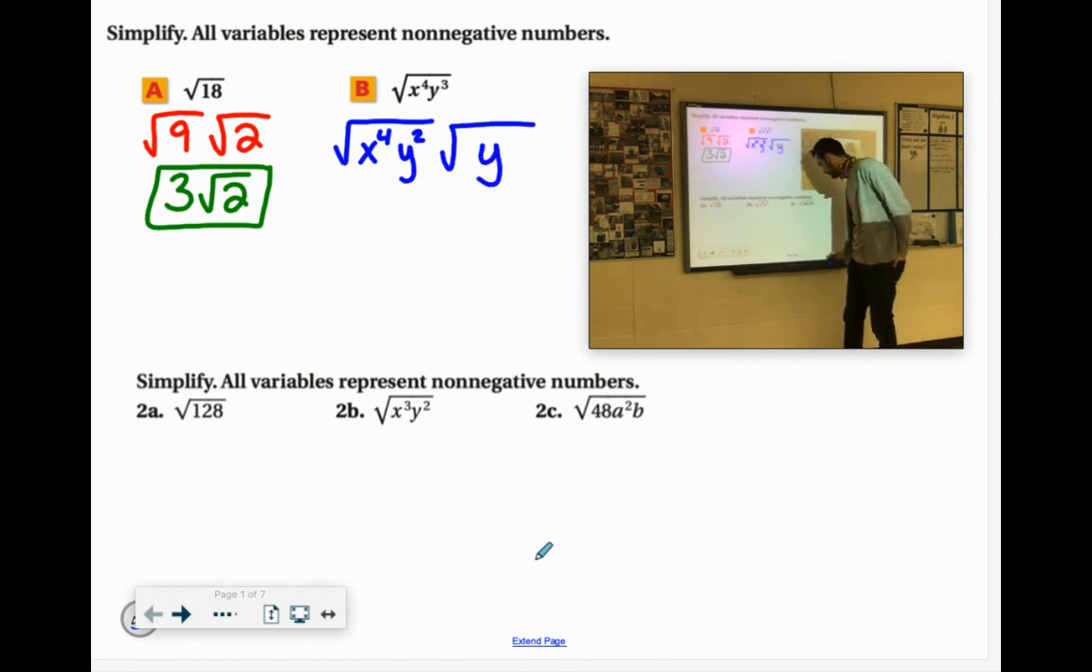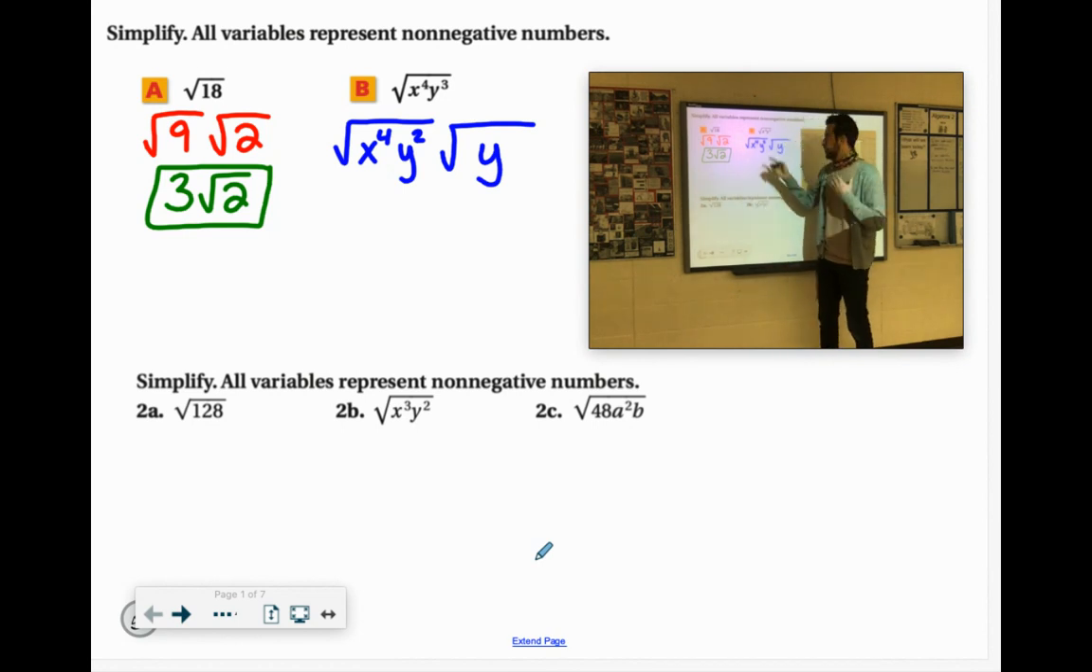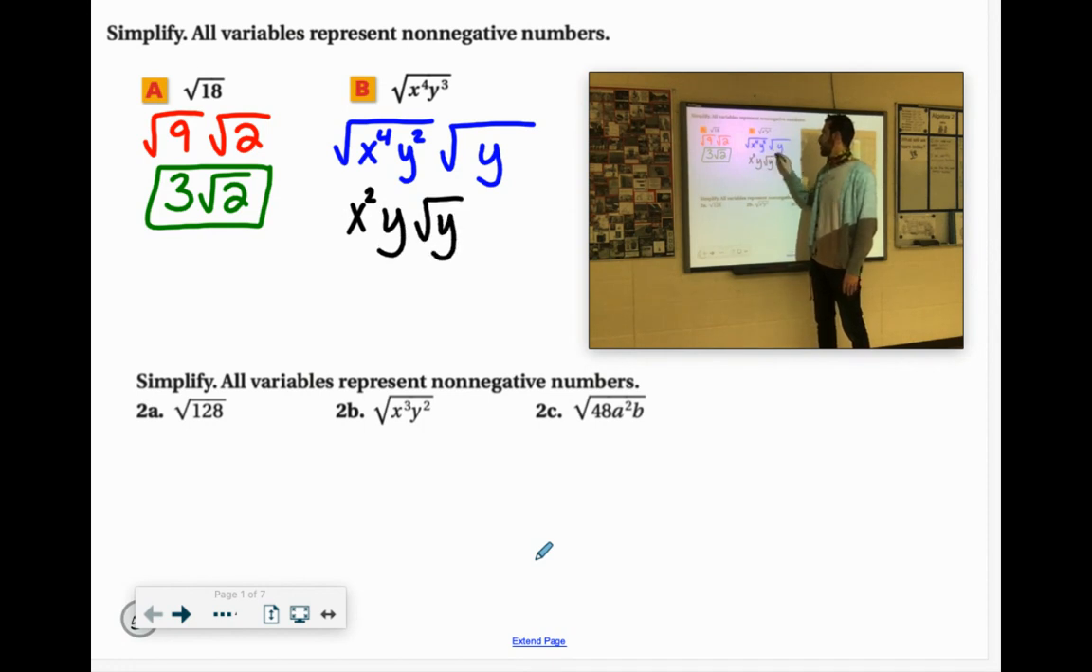Right back there. Now when you take the square root, you're seeing what times itself 2 times would give you that. So you just divide the exponent by 2. So 4 divided by 2 would be 2. So it would be x squared, right? X squared times x squared is x to the 4th. And then y to the 2nd, if you square root that, it would just be y. So it becomes x squared y root y.